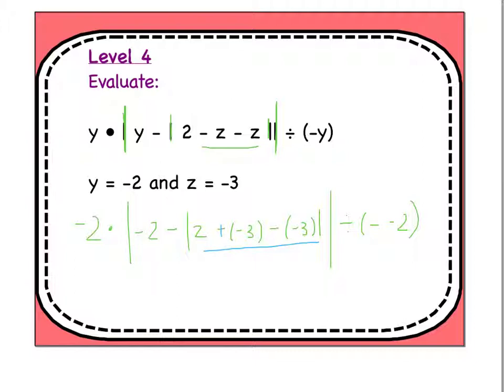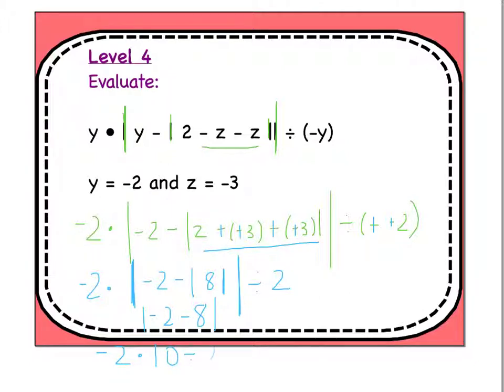Okay, we've got add the opposite, so 2 plus 3 is going to give us 8. So I'm going to copy down the rest. We have negative 2 minus absolute value of 8. And just go ahead and make that a positive 2 right away. So we still have our absolute value. Negative 2 minus absolute value of 8 is 8. We have the absolute value of that, which would be negative 10, positive 10. So we have negative 2 times the absolute, or times 10, divided by 2. Negative 2 times 10 is negative 20. Divided by 2 is going to give us negative 10 for our solution.